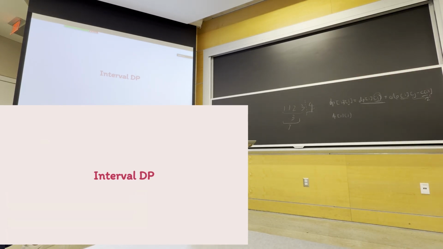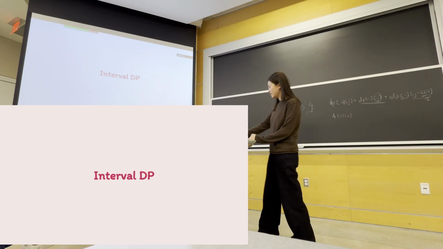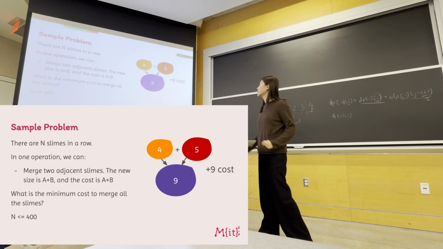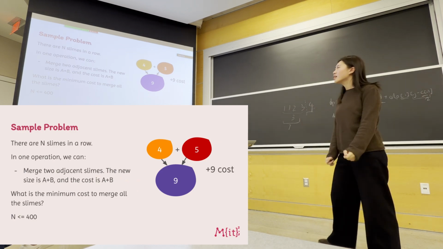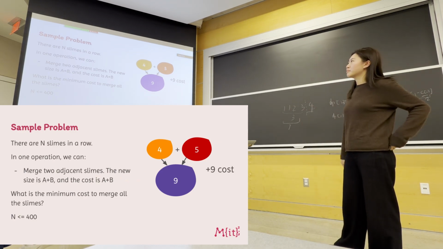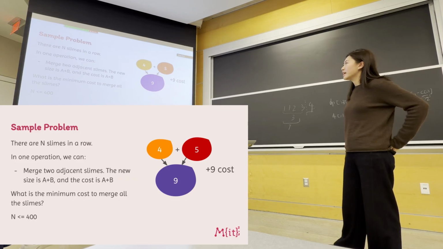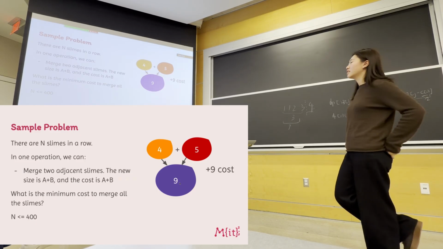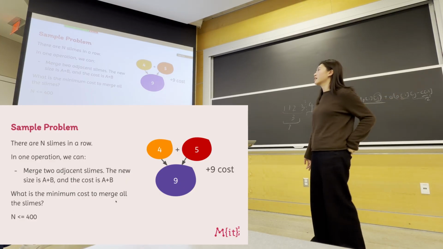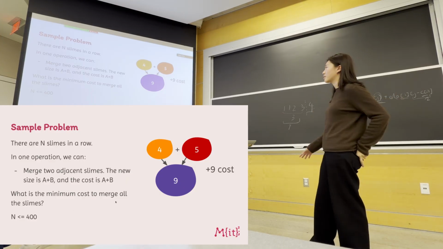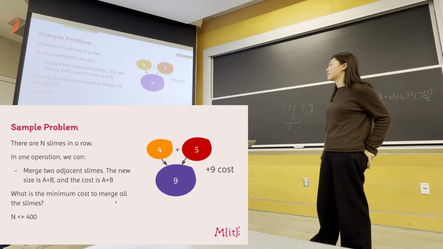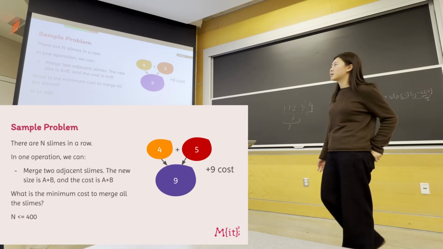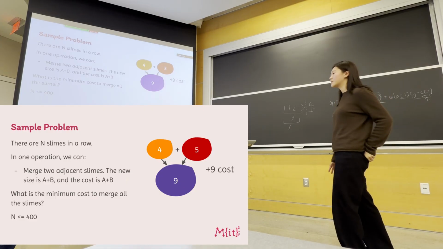And our final one would be the interval DP, which is probably best explained by this example problem. The problem is pretty simple. There are n slimes in a row, and in one operation, we can merge two adjacent slimes, and the new size would be a plus b, and the cost would also be a plus b. What is the minimum cost to merge the slimes?